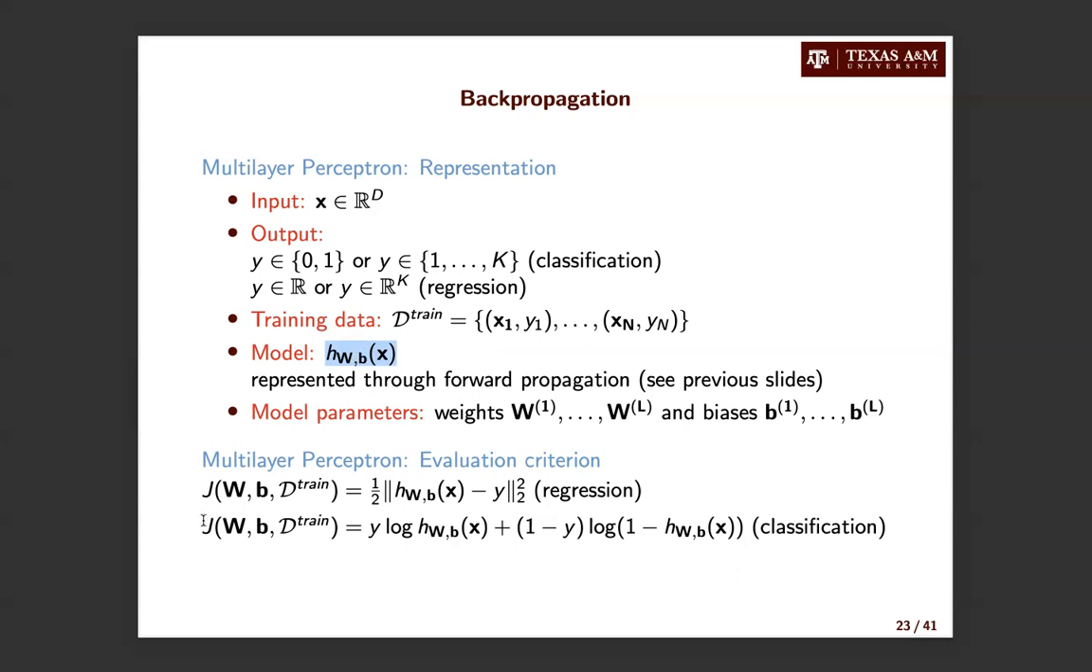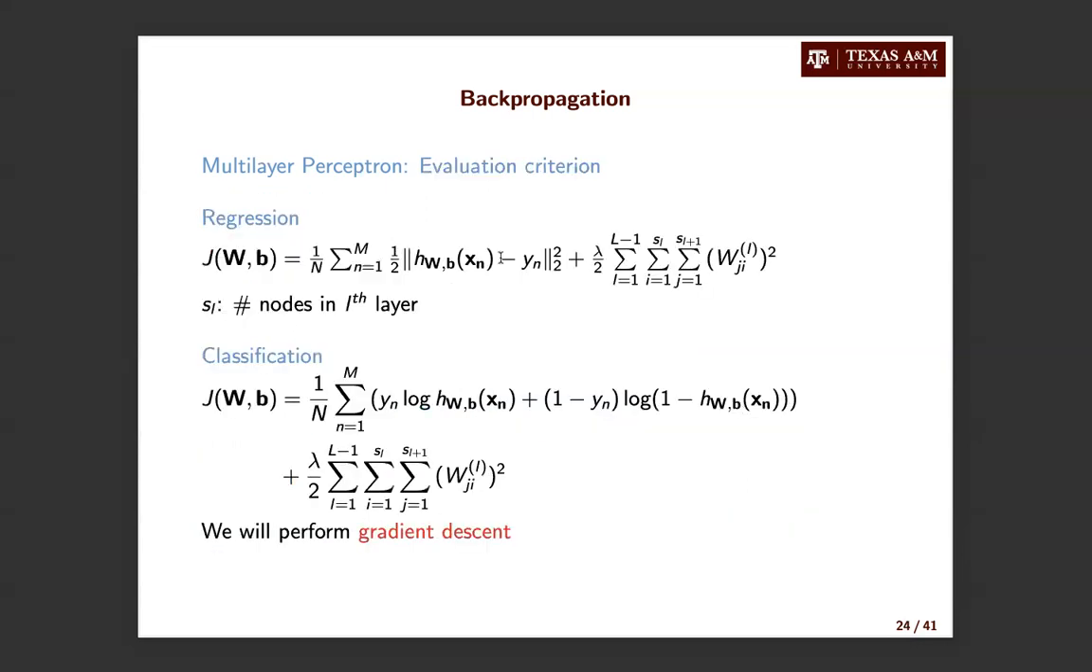In the same case, if we have a classification function, then the criterion that needs to be optimized, or in this case, minimized, is the cross entropy error, which is exactly the same concept of the cross entropy error that we have seen in the case of the logistic regression.